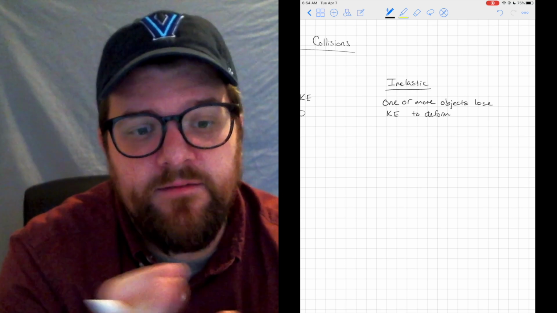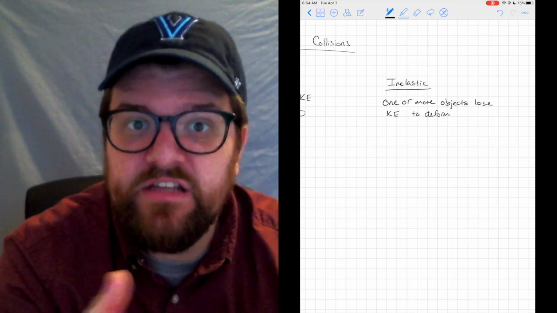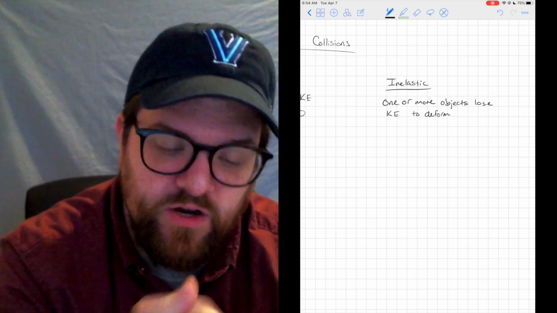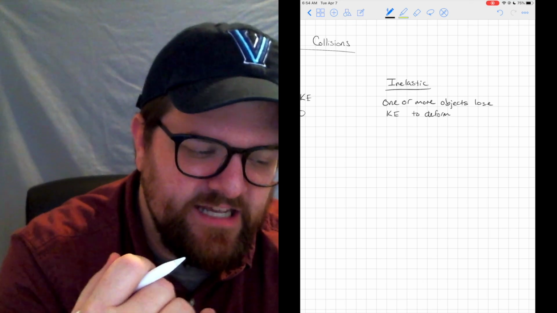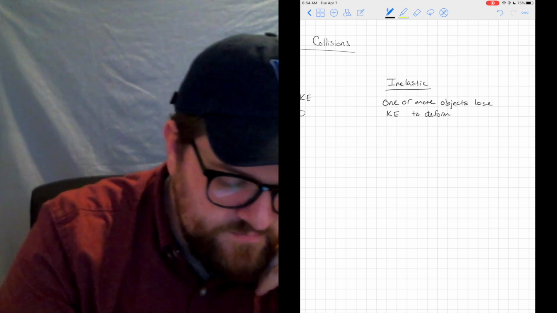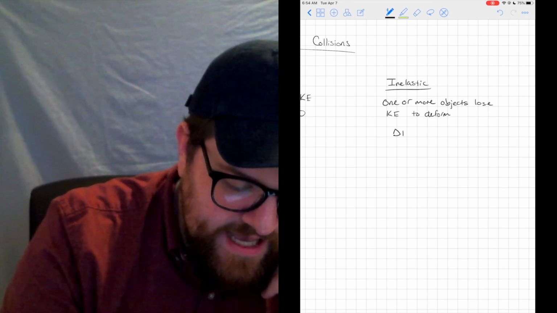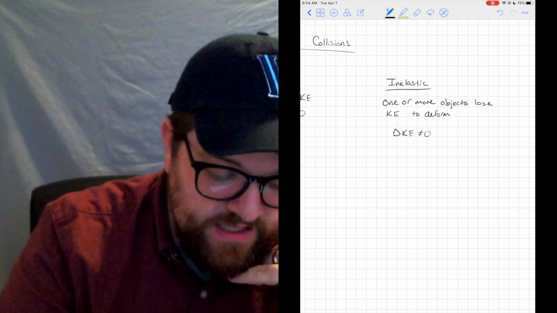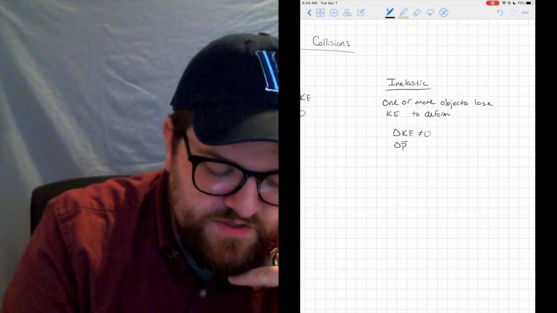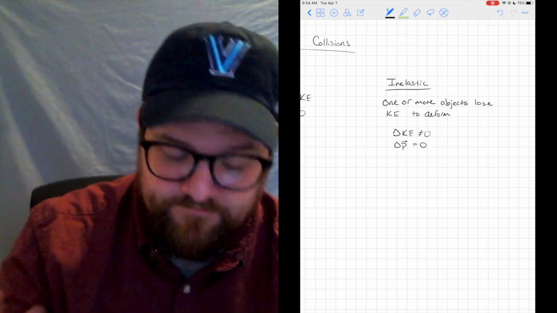Because, I mean, you think about it, the material itself is still moving, right? It's still moving around as it changes shape. So it's using some of that kinetic energy to deform. So our delta KE is not equal to 0, but we are still saying that delta p is equal to 0, assuming an isolated system, blah, blah, blah.